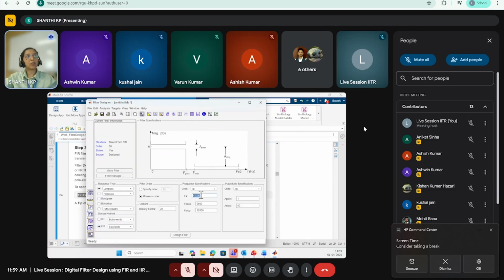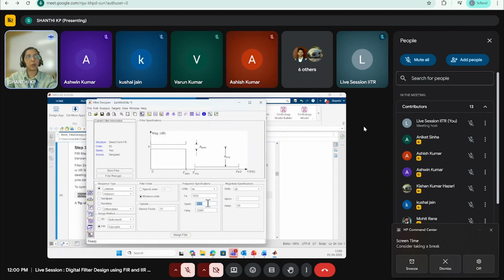What we are going to change is the filter specification. Fs is the sampling frequency. So what was the sampling frequency for our problem? We defined it as 5000 Hertz, right? So we will enter Fs equal to 5000.